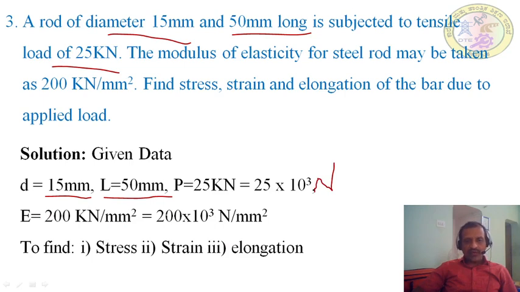So I'll write it now: 200 into 10 to the power of 3 Newton per mm square. And to find is stress, strain, elongation. What is elongation? Elongation is nothing but deformation. He is asking the deformation. Deformation means delta L is asked.